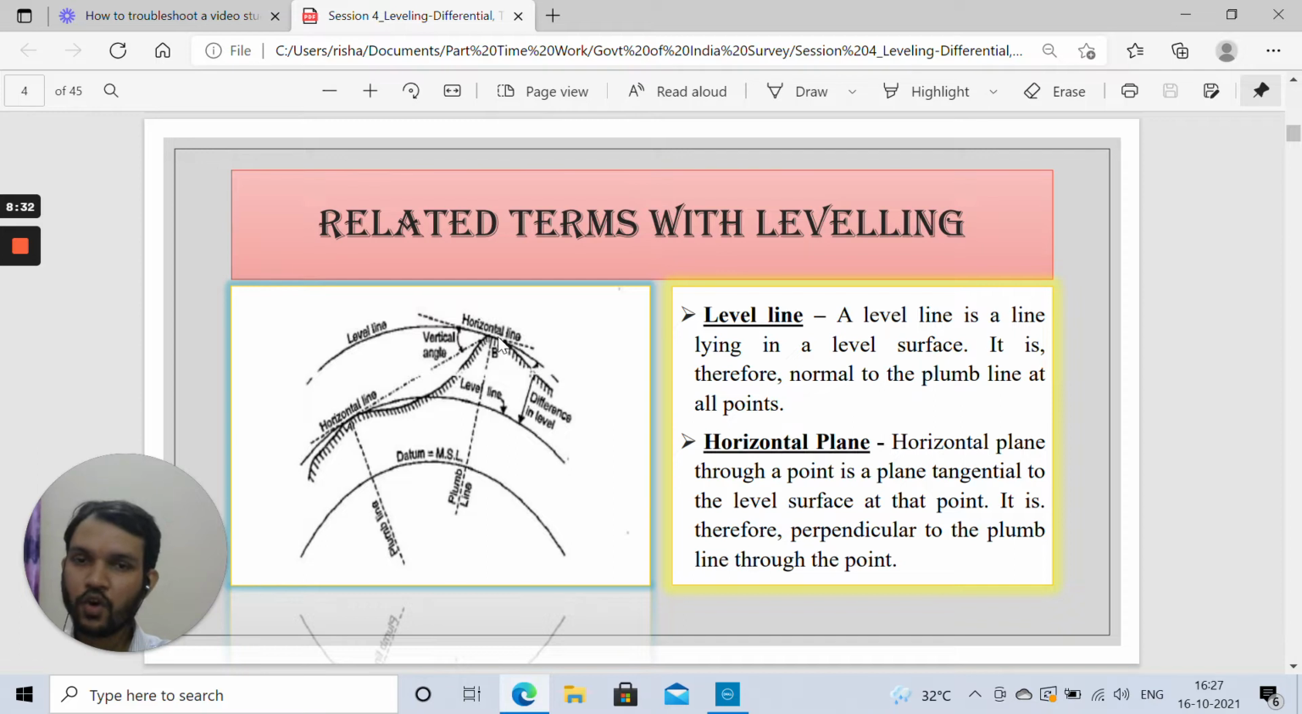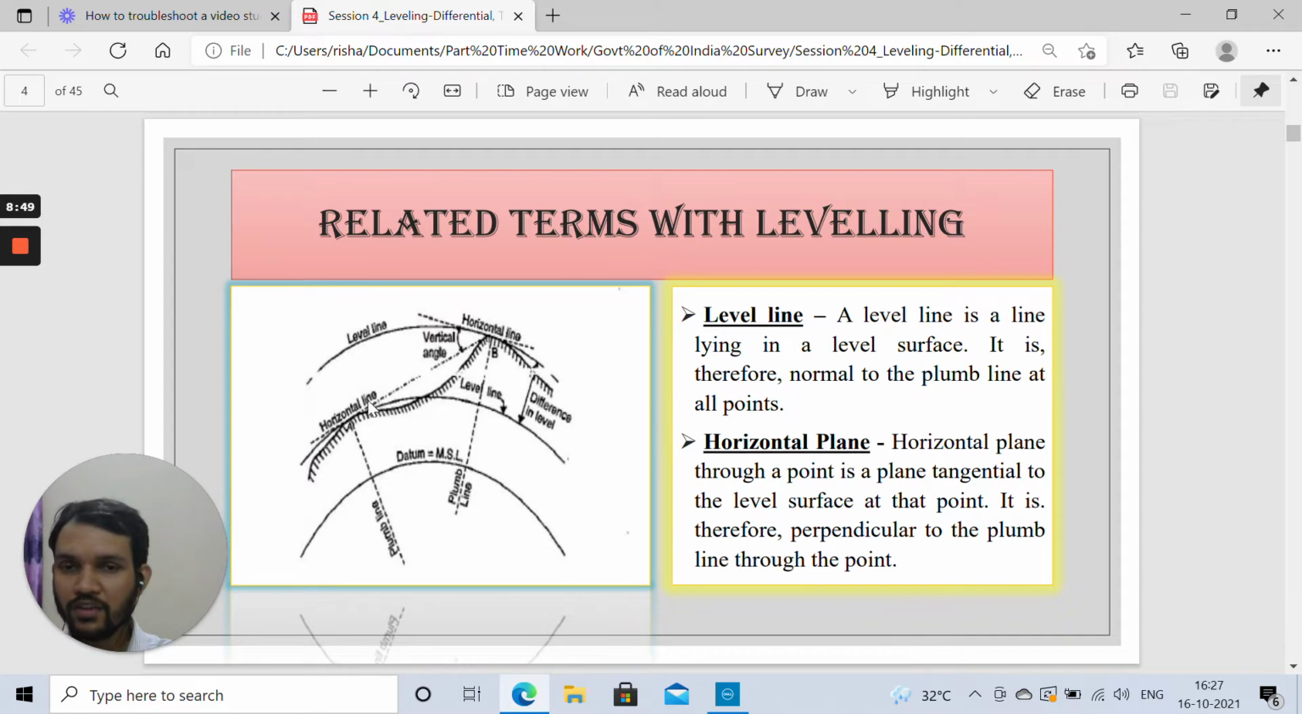And what is a horizontal line? You can see on any surface at any particular point we are talking about, a horizontal line will not be parallel to the earth surface, means it will not run in the same way as the level surface, but a horizontal line will be a straight line.